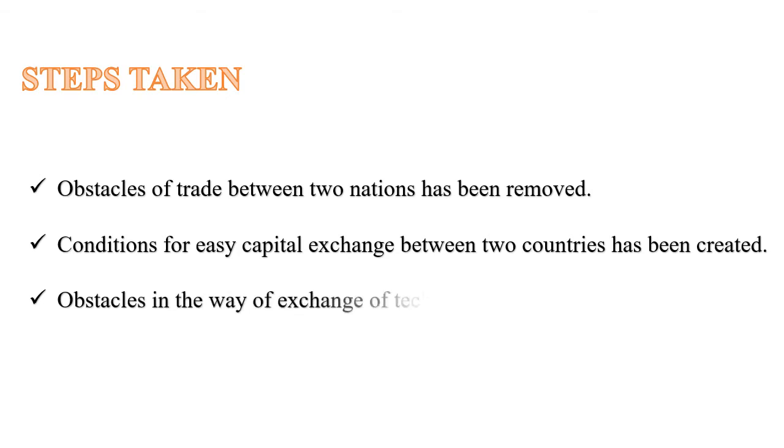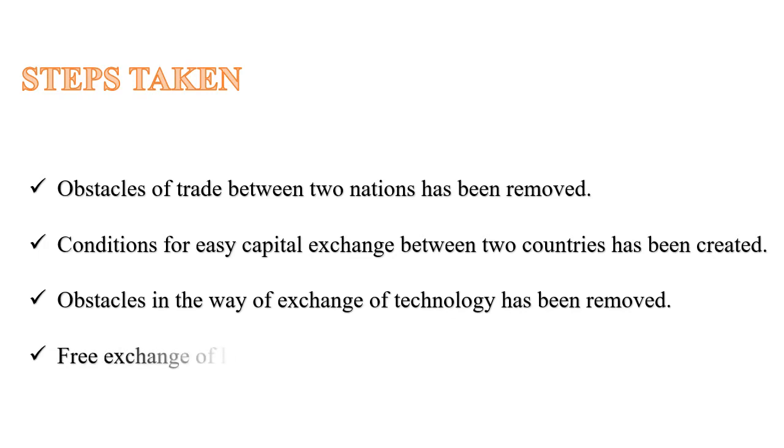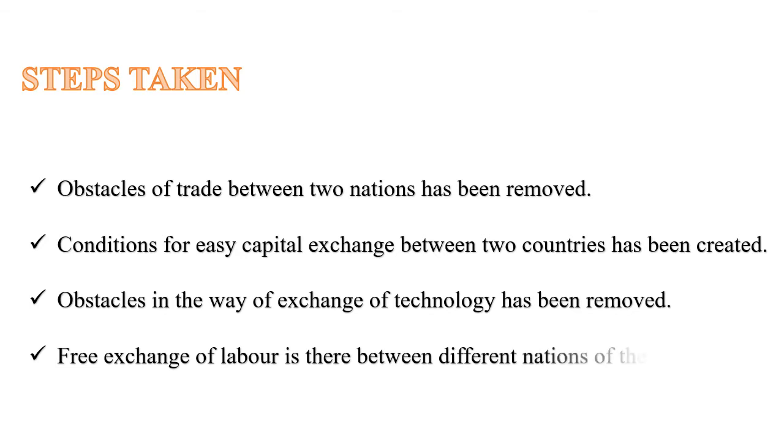Obstacles in the way of exchange of technology has been removed. Any problem where technology could not be exchanged, those problems have been removed. And last one, the free exchange of labor is there between different nations of the world. That means the different nations of the world can exchange their labor. Labor means people. So India's people go to Australia and America and Canada and so many different countries to work, and similarly people from many countries come to India for the same kind of work. So that's an exchange of labor.